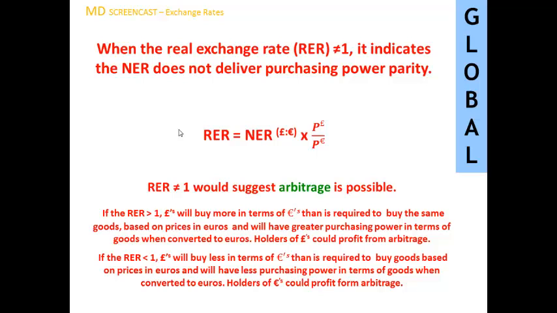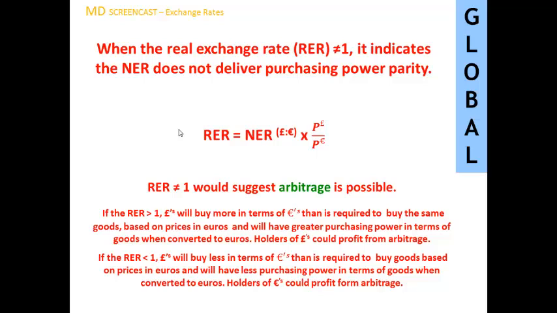The same could be said for holders of euros when the real exchange rate for the pound is less than 1. Holders of euros could benefit or profit from arbitrage by buying pounds with their euros, buying the product in pounds and then selling it in France at a euro price, benefiting from those differences in prices and the fact that the nominal exchange rate doesn't reflect purchasing power parity.